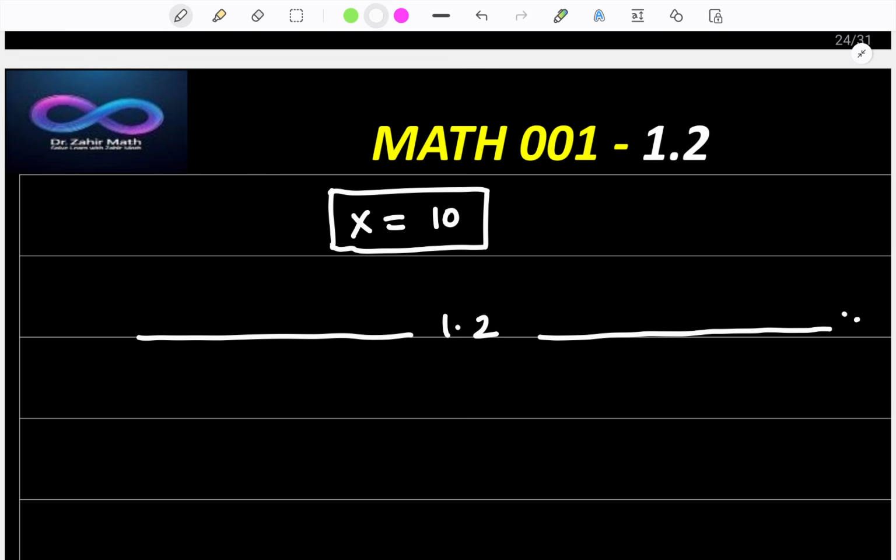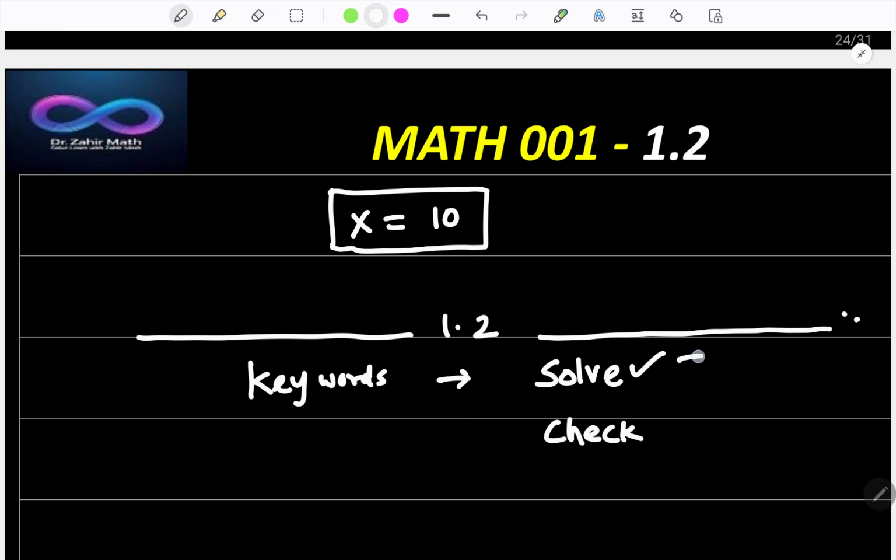So please remember, the main thing is you have to pick out your important English words. We call them keywords. What are the words in this exercise? Two words are there: solve and check your solution. Solve means to find x. Check means make sure the answer is correct or not. Clear, everybody? Right? So please work very hard.